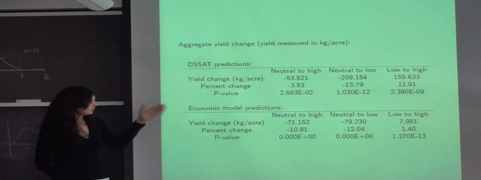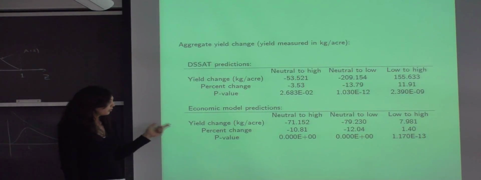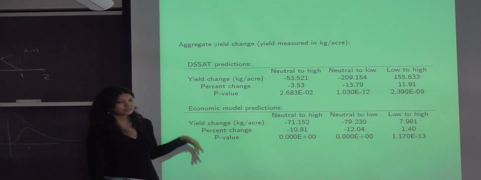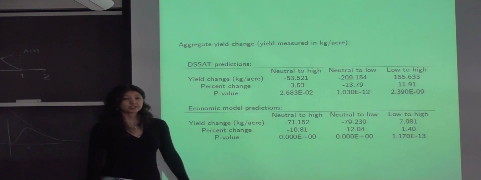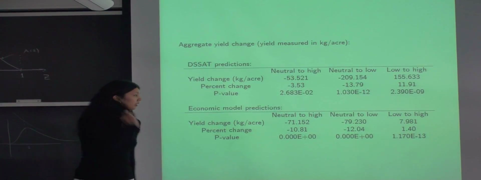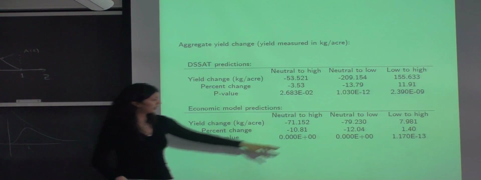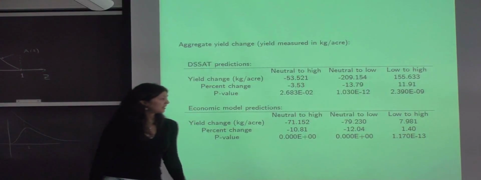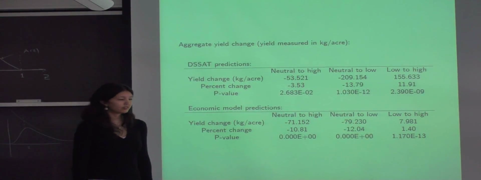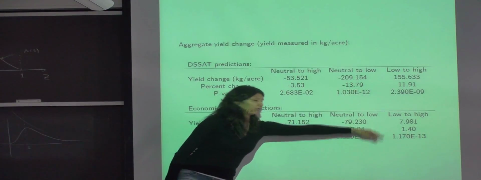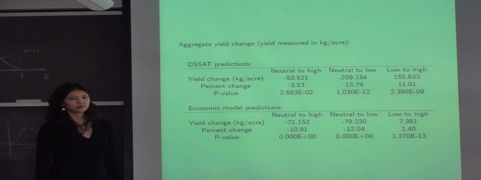And then under economic model predictions, we also see that aggregate yields decrease under both high and low emission scenario. However, here, although yields also decrease more under low emission scenario, and that difference is statistically significant, the magnitude of the difference is much smaller according to model prediction.